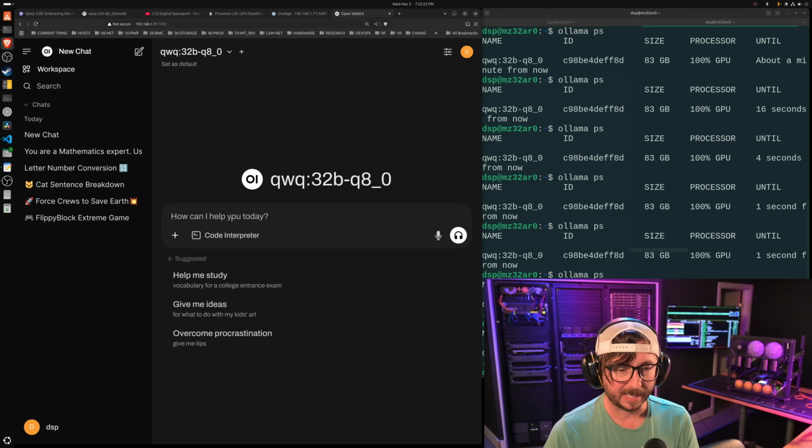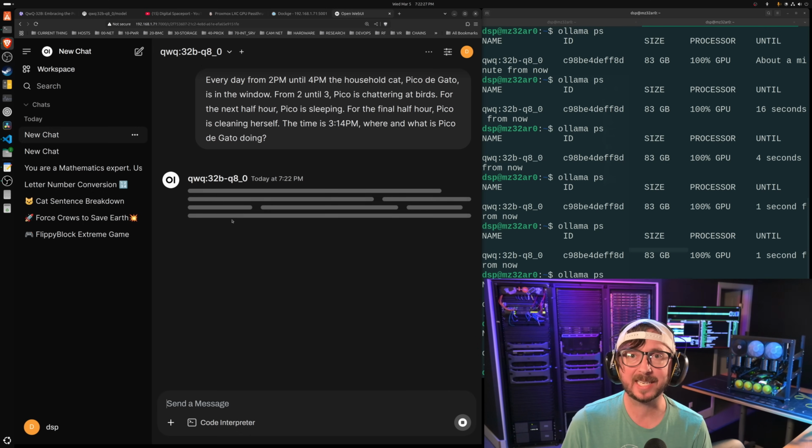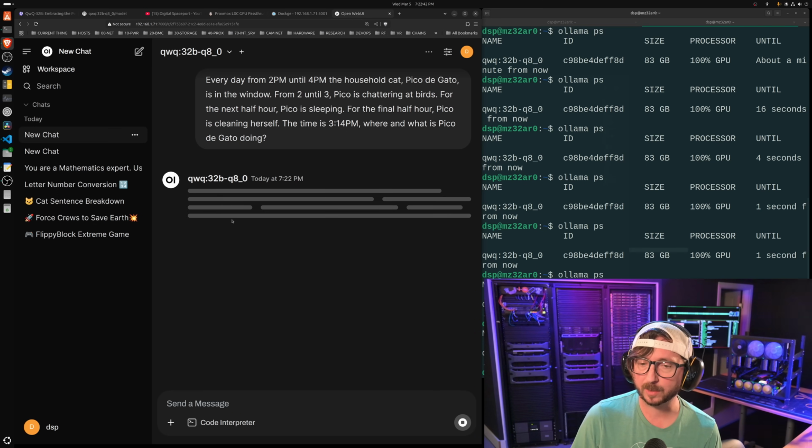And this one is calendaring and understanding the time and placement of an object. Every day from 2 p.m. to 4 p.m., the household cat, Pico de Gato, is in the window. From 2 until 3, Pico is chattering at birds. For the next half hour, Pico is sleeping. For the final half hour, Pico is cleaning herself. The time is 3:14 p.m. Where and what is Pico de Gato doing?